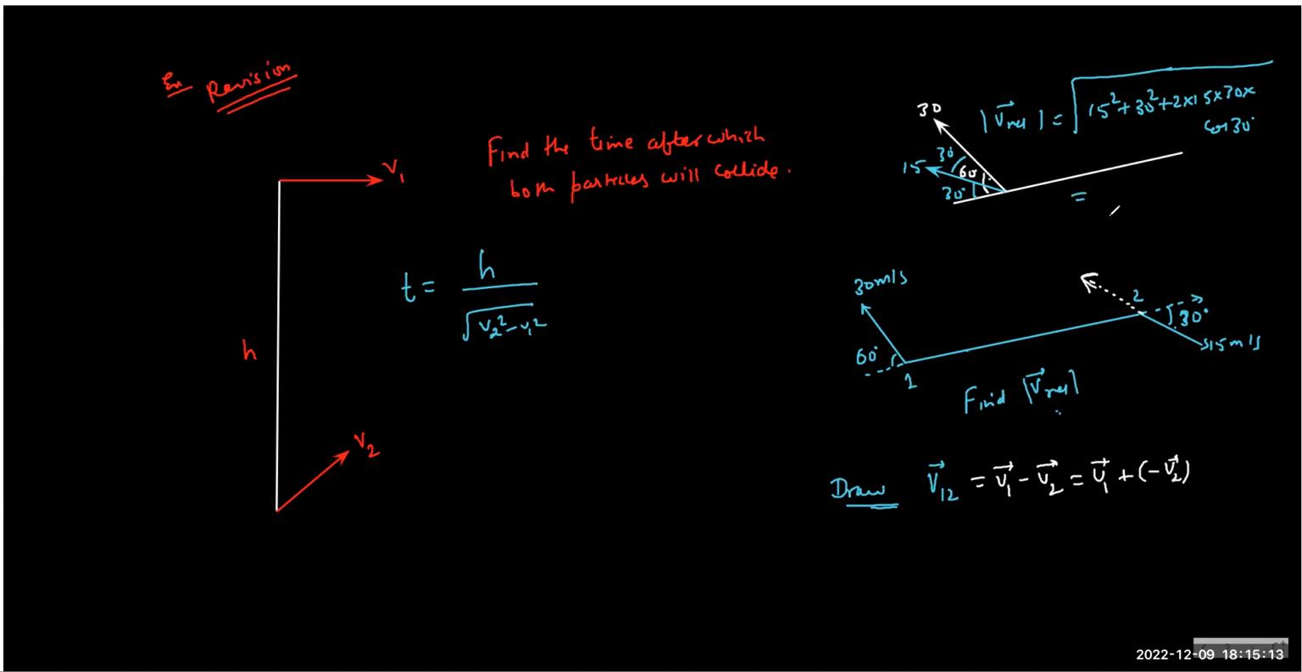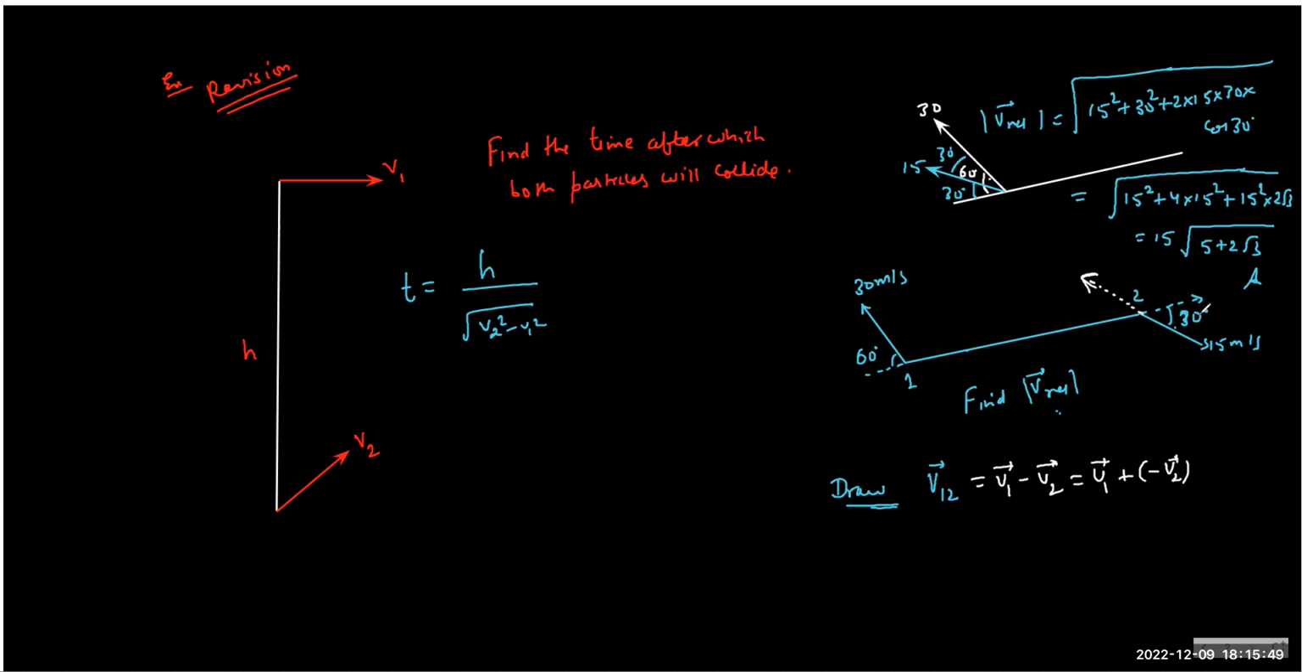So this turns out to be how much? 15 square plus 15 square plus 2 into 15 into 15 into cos 30, root 3 by 2. If this is your answer, you got the right answer.